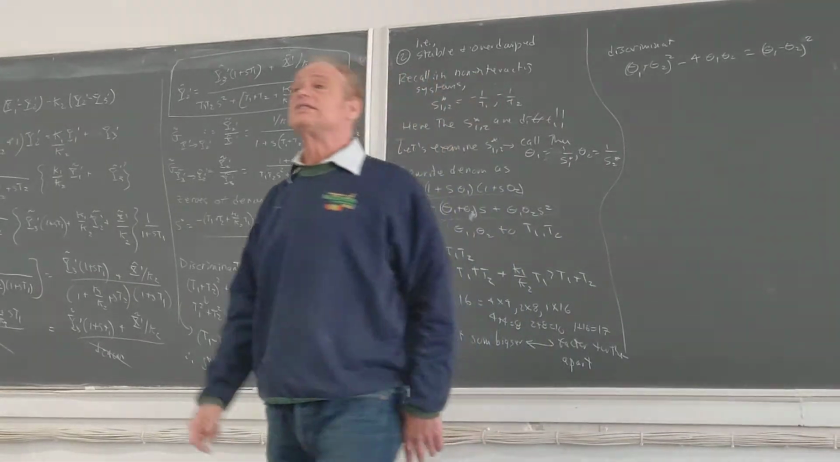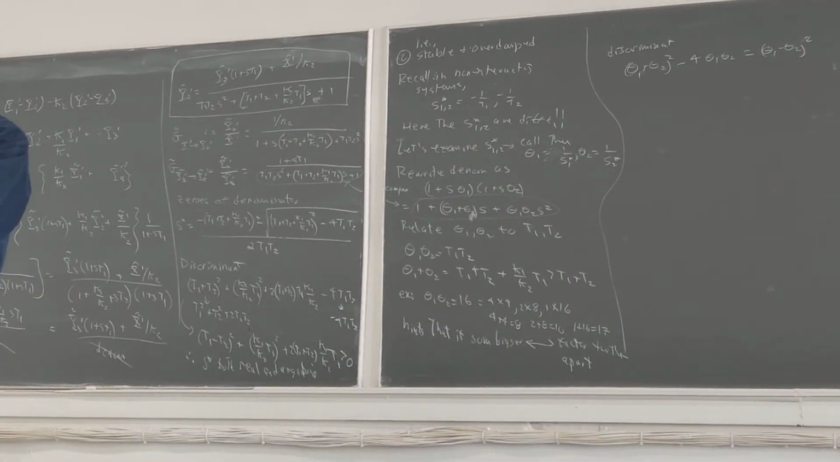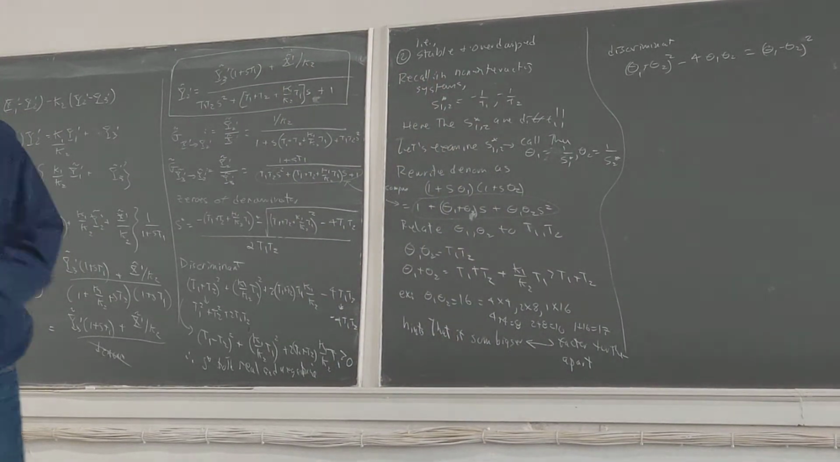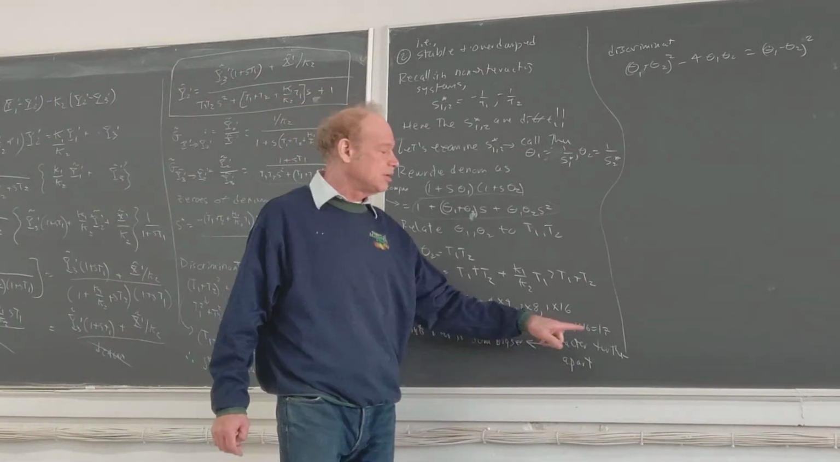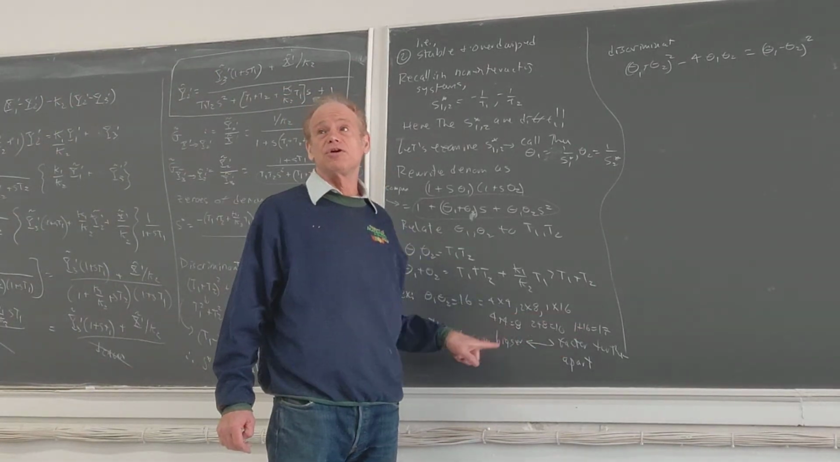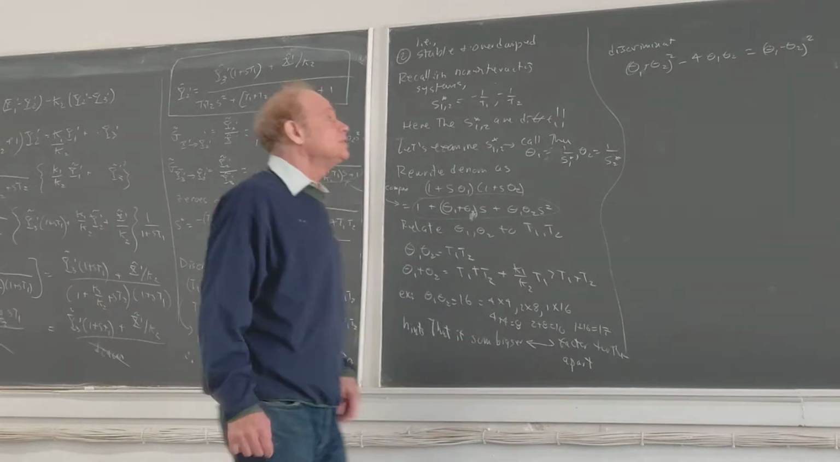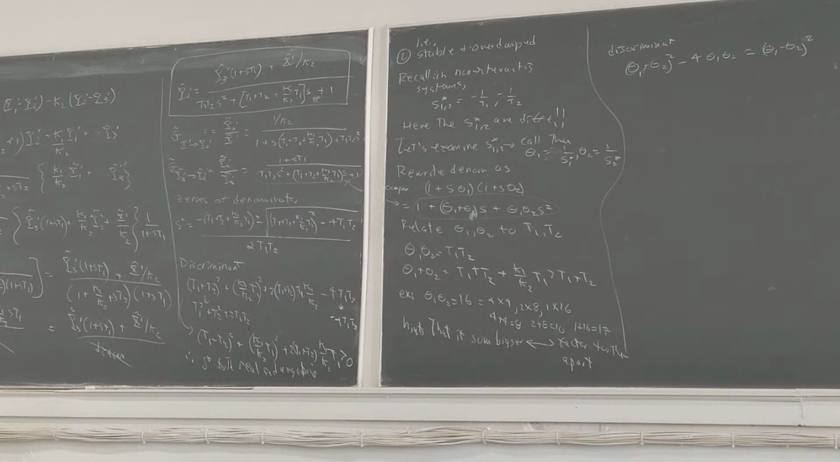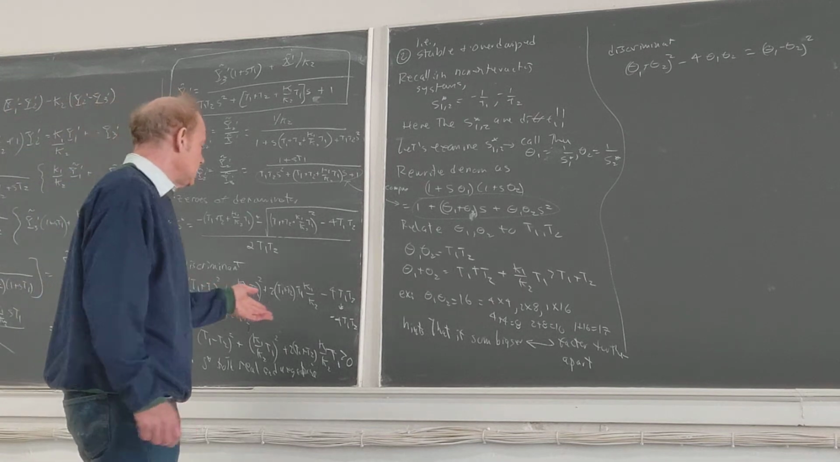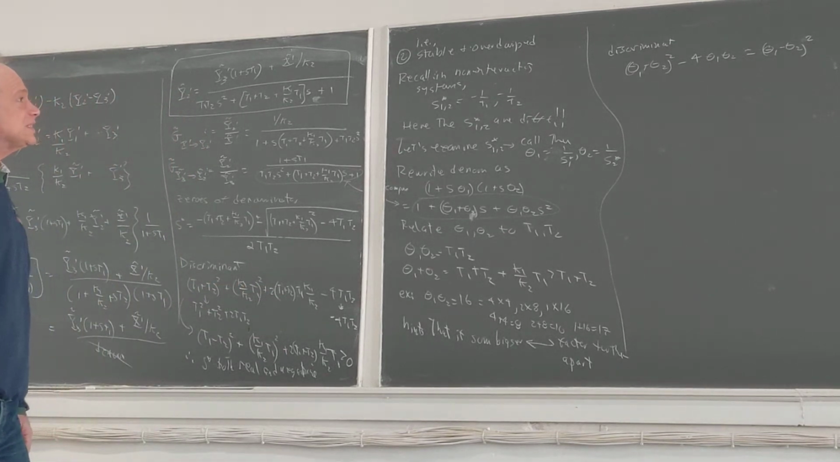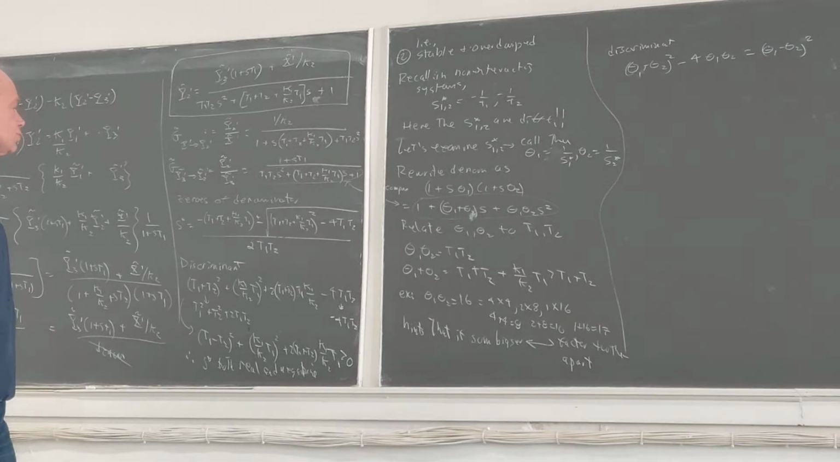So theta 1 minus theta 2 squared is the square of the difference. Obviously, if they're further apart, the difference is going to be bigger than if they're close together. So let's compare that with the discriminant here. So this thing, theta 1 minus theta 2 squared, and let's see what that is.